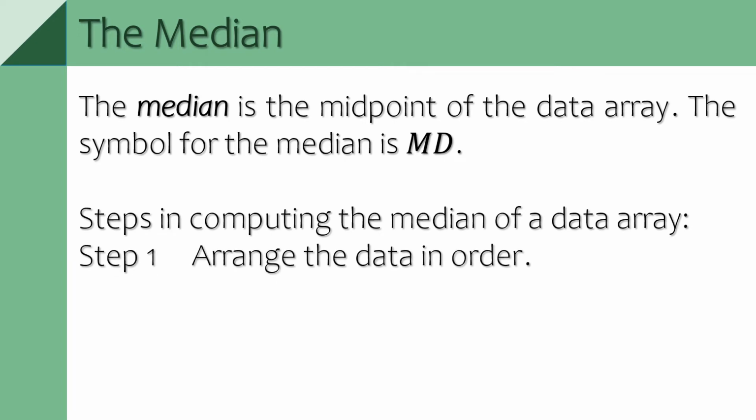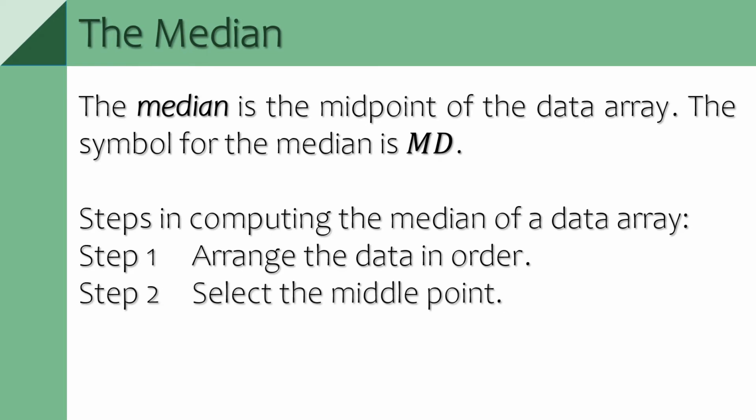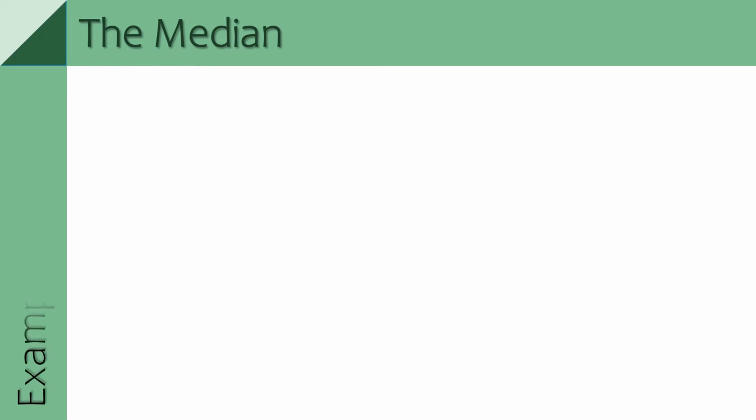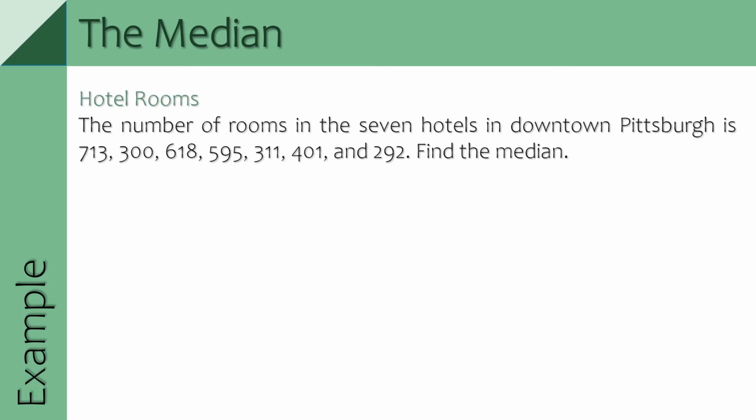Here are the steps in computing the median of a data array. First, arrange the data in order, ascending or increasing order. Next, select the middle point. For example, hotel rooms. The number of rooms in 7 hotels in downtown Pittsburgh is 713, 300, 618, 595, 311, 401, and 292. Let's find the median.